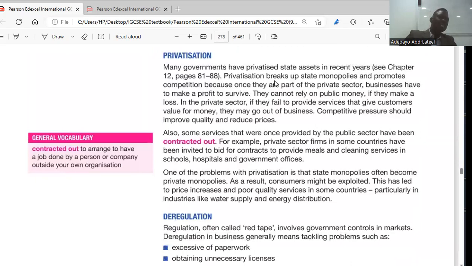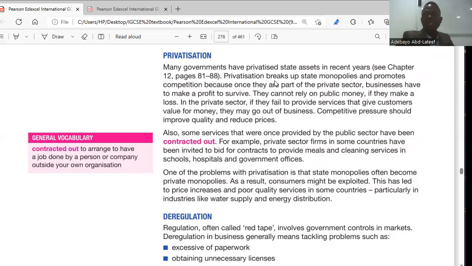Number one, privatization. Many governments have privatized state assets in recent years. Why do they do this? They do this to reduce monopolies and to promote competition. So, reasons why government would want to use supply side policy: to reduce monopoly. Why do they want to reduce monopoly?